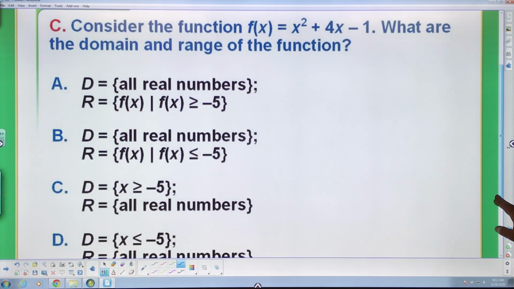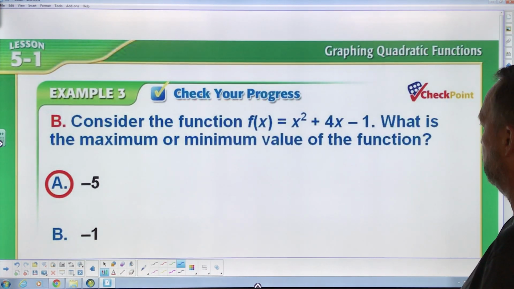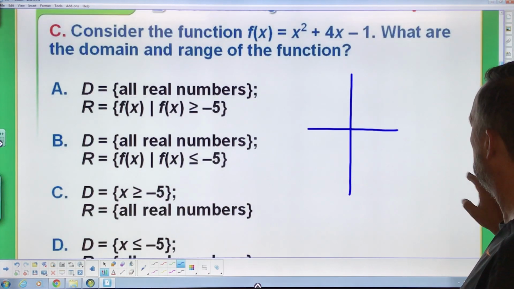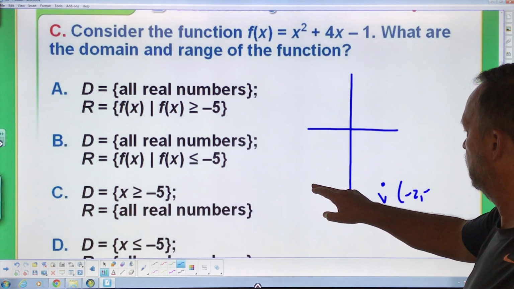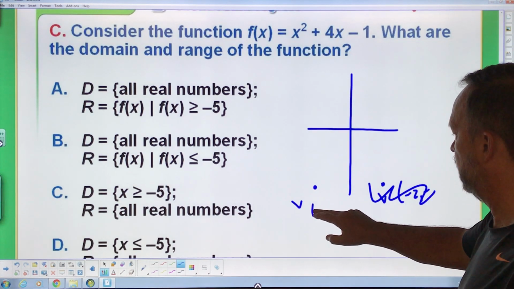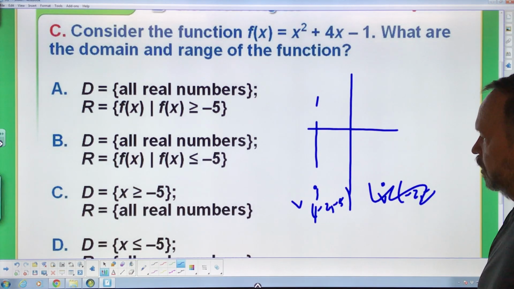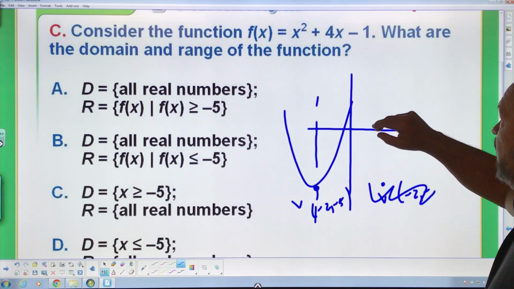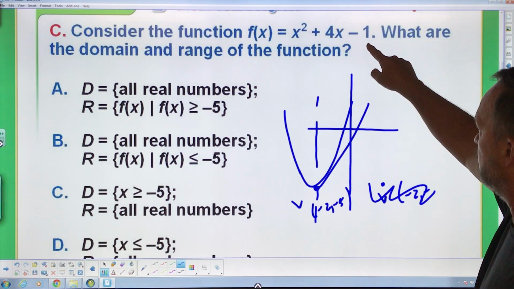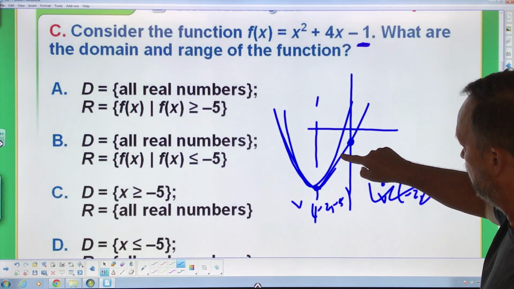So same function, talking about the domain and range. Let me go back and remind ourselves that the vertex is at negative 2, negative 5. Get that. The vertex is at negative 2, negative 5, and we said the axis of symmetry is right there. So that's the minimum point. As low as it can go, it's going to do something like that, which I should have gotten through here because we can see that the y-intercept is at negative 1, so that's better, sort of.